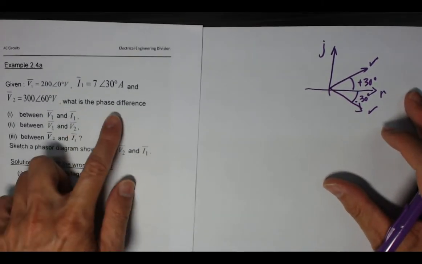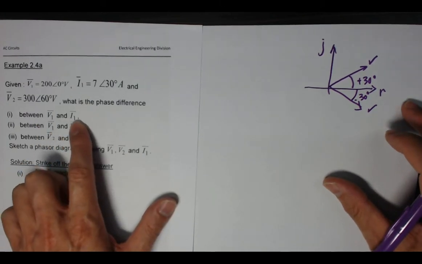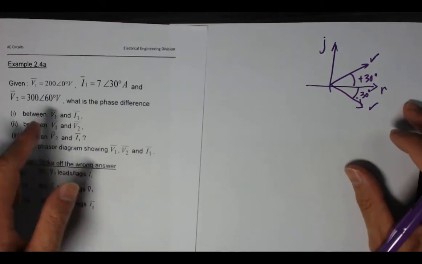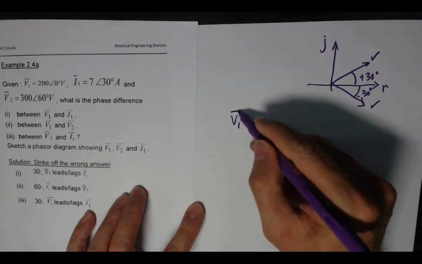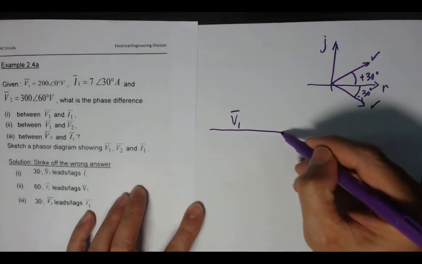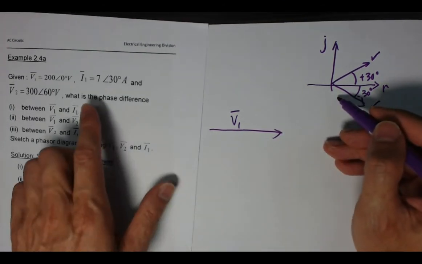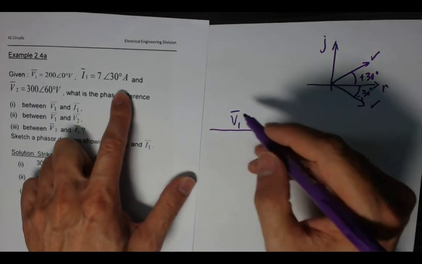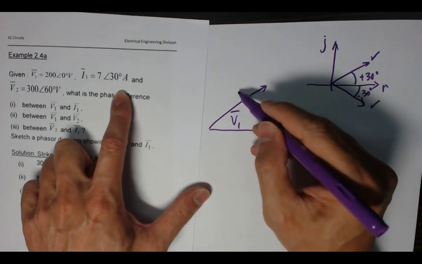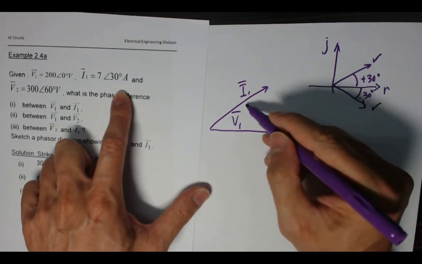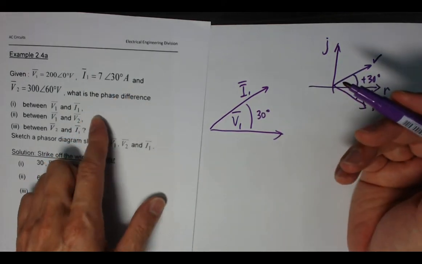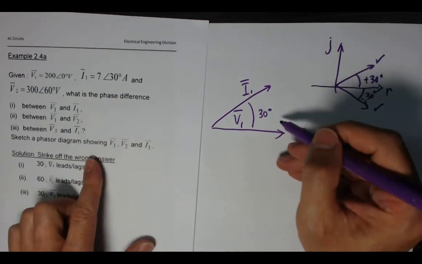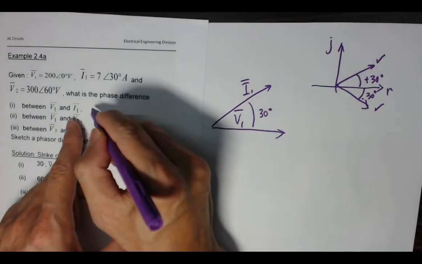So if we were to look at this, the first one is V1 and I1. Now V1 is at 0 degrees, so V1 is just a horizontal line. Whereas I1 is at 30 degrees, so I1 is like that. So it is ahead of V1, and how much is the phase difference? From here I can say it's 30 degrees.